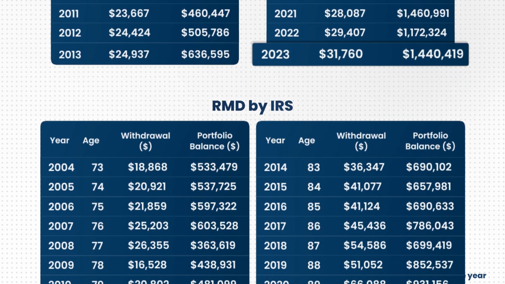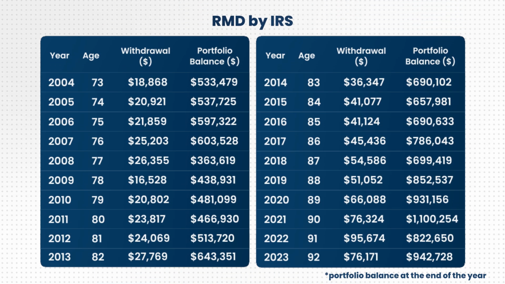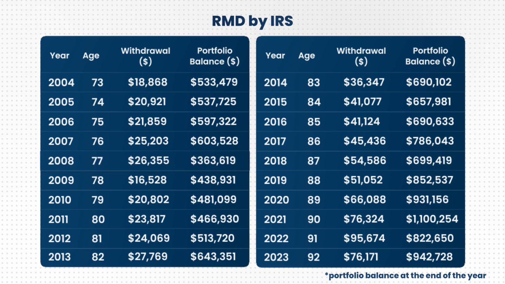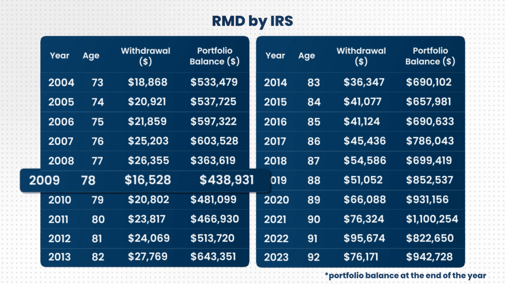Now let's talk about the RMD table. Based on actual S&P performance for the past 20 years, the first withdrawal would be about $19,000, with the starting portfolio of $500,000. In year 5, the withdrawal would be about $26,000, and the portfolio's value would have fallen to about $364,000. Remember, it was 2008. And because of this dramatic fall, let's talk about year 6 of this portfolio, where the RMD would fall to just $16,500.